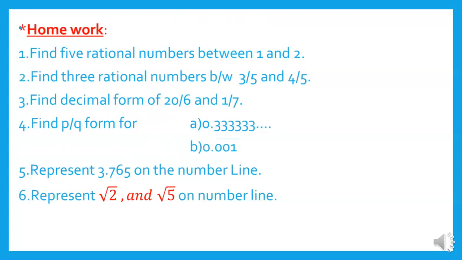For this, question number 1, find 5 rational numbers between 1 and 2. Question number 2, find 3 rational numbers between 3 by 5 and 4 by 5. Question number 3, find decimal form of 20 divided by 6 and 1 divided by 7. Question number 4, find p by q form for: question A, 0.333 and so on. Question B, 0.001 under the bar. Under the bar is 3 digits.